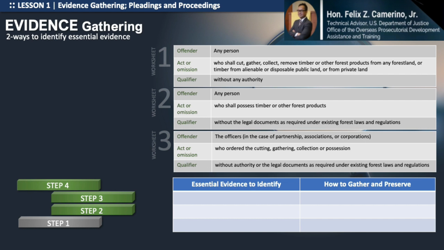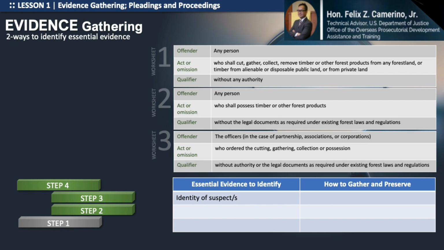All right, so looking at the worksheets, we can see that we've broken them out into 3 different elements. The first element speaks about the offender, the second is on the act, and then of course the third is the qualifier. So based on that, we could quickly ascertain that the first essential evidence that we should aim for is the identity of the suspect or suspects, right? So clearly that would make sense for a lot of reasons.